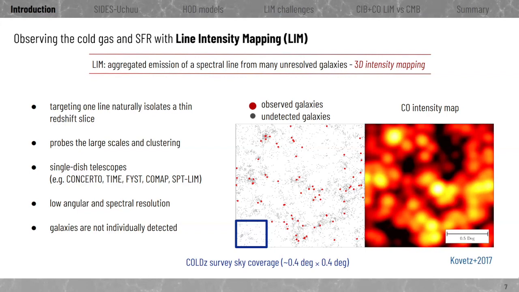So CONCERTO, the instrument I work with in Marseille, and that was built there, is one of the pioneer instruments following this technique. It was placed on the APEX telescope in Chile. It observed for about 2 years, so now they have terabytes of data that they need to reuse. So the goal was to target the C2 line, and it covered 1.4 square degrees of the COSMOS field. It worked at this frequency range because it wanted to target the C2 line at redshift higher than 5.